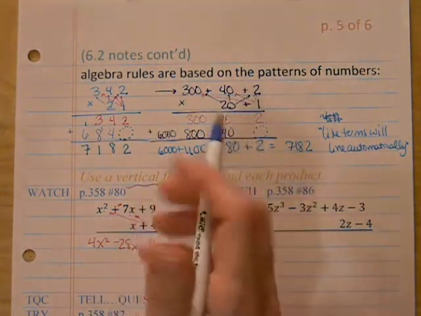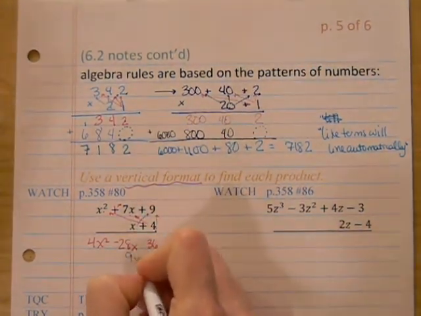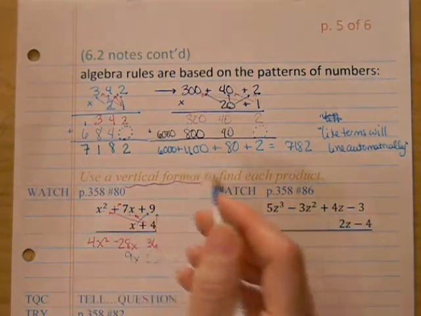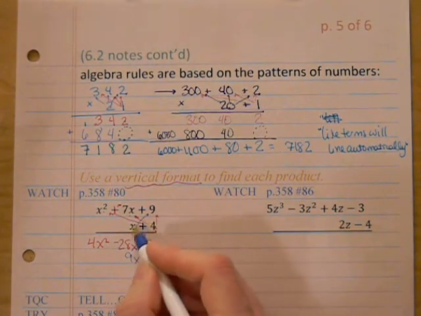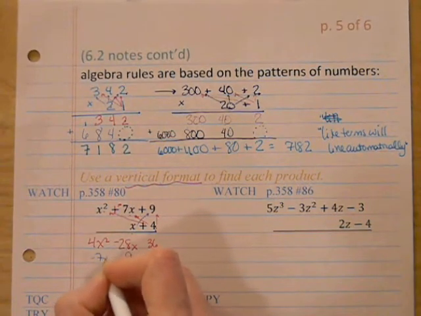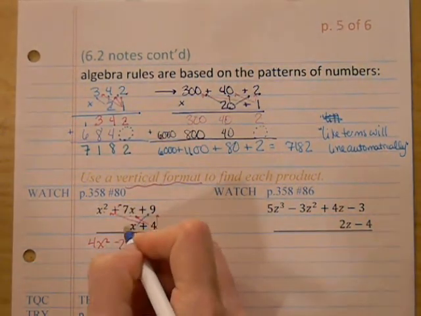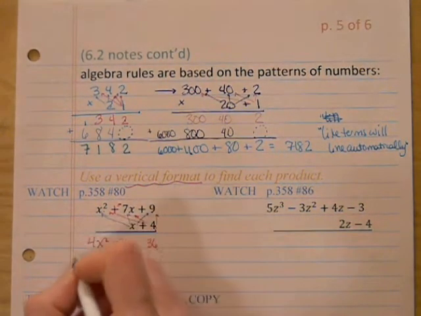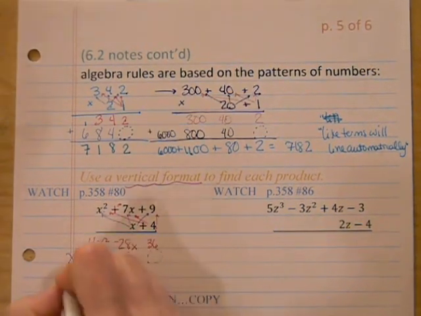Second row, second distribution. x times 9 is 9x. Notice I leave this spot blank because we've moved over into the quote-unquote 10 spot for this particular setup. x times negative 7x is going to be a negative 7x squared. Look how my x and my x squared pieces are lining up so nicely. And then x times x squared is going to be x cubed.